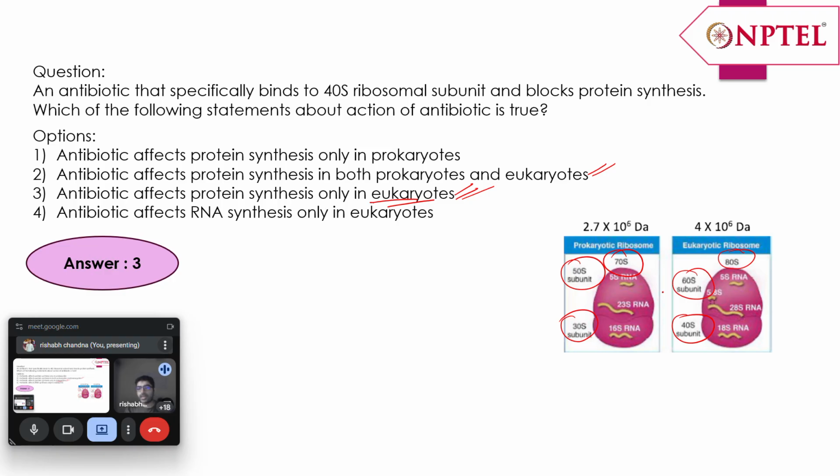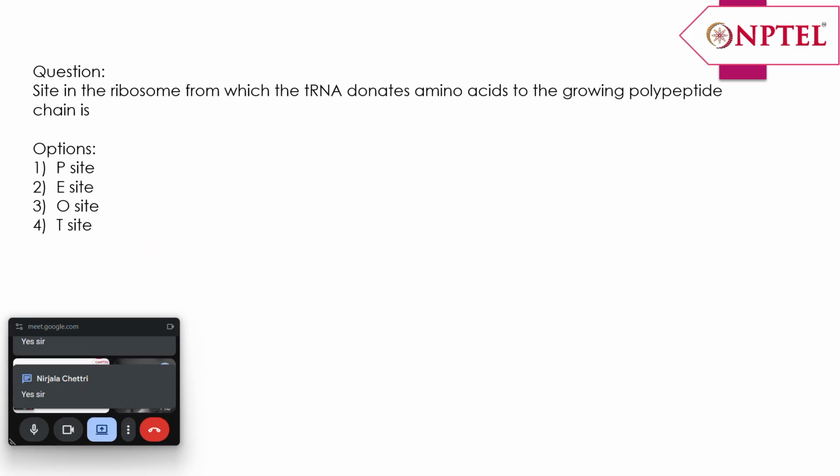Okay, so if the antibiotic is targeting the 40S subunit, that means it will only be able to target the eukaryotes, not the prokaryotes. Okay, is the explanation fine? Okay, so let's move on to the next question. The site in the ribosome from which the tRNA donates the amino acid to the growing polypeptide chain is. So, what is the correct answer?